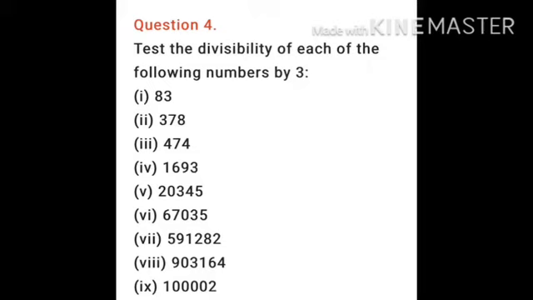Now these are the practice questions. Test the divisibility of each of the following numbers by 3. I will take the third part, 474. Now we add up 4 plus 7 plus 4, which is equal to 15. So 15 is divisible by 3. Yes, 3 times 5 is equal to 15, which means 474 is divisible by 3.